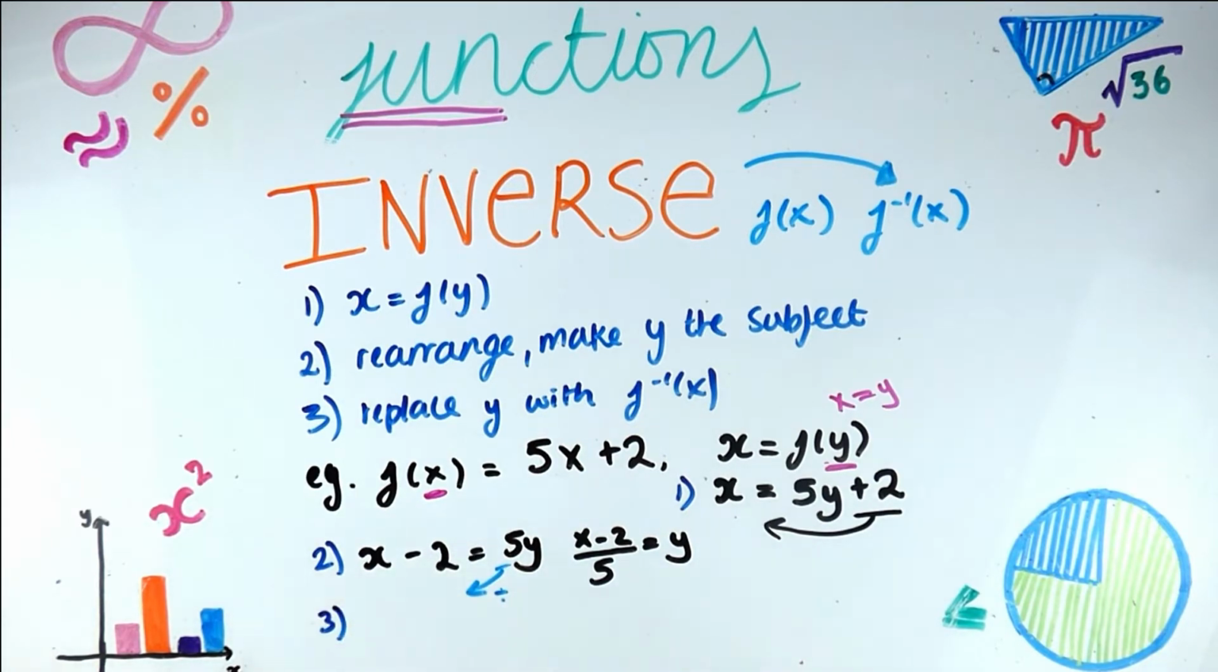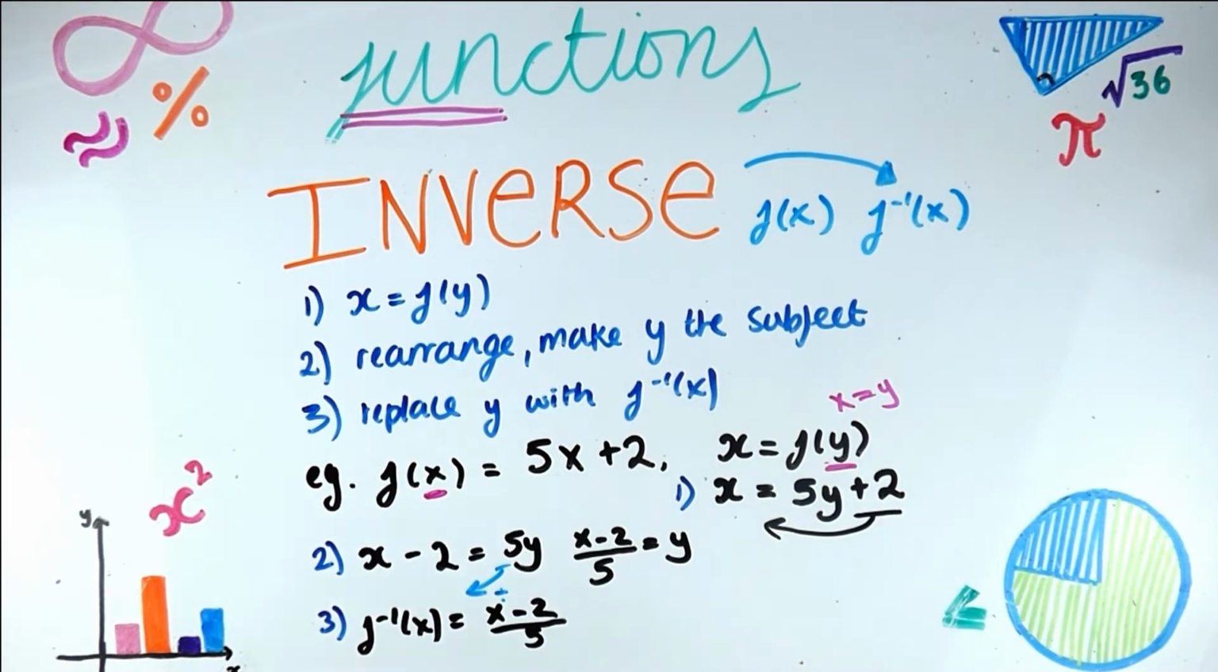Step 3, simple enough, replace y with f to the minus 1 of x. f to the minus 1 of x equals, and then that's instead of y, x minus 2 divided by 5. I don't know if you can see that. Anyway, it's x minus 2 divided by 5. Okay, now let's just see if that works, so we can check this.